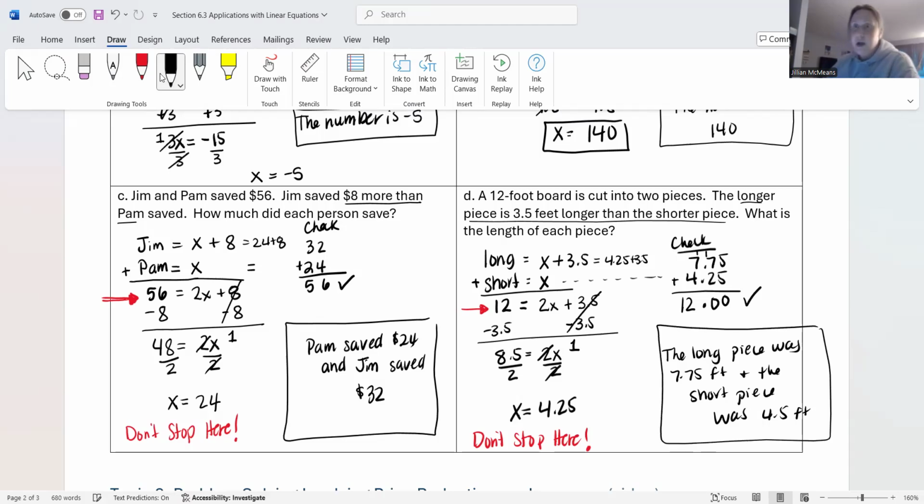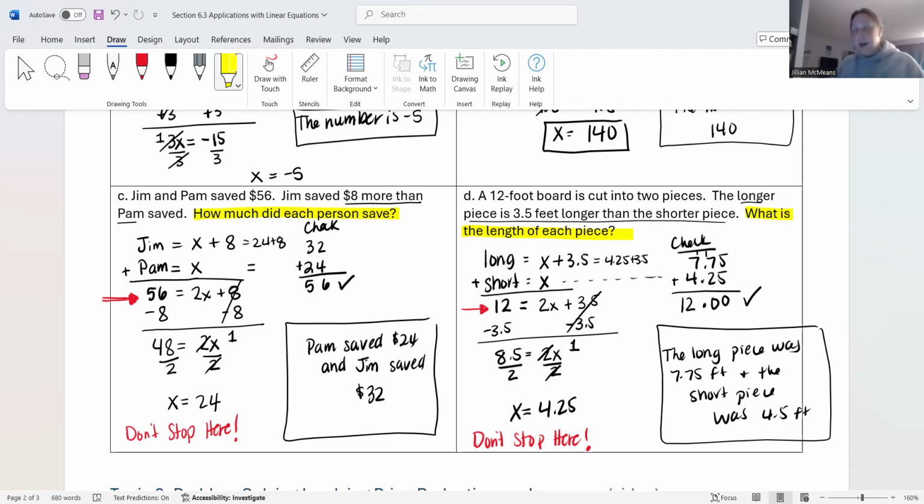So look, I'm not looking for like a paragraph description of what your answer is, but I am looking for you to describe the numbers in your answer, okay? So don't just solve the equation and think you're done. You have to interpret the results and answer the question completely. The question here says, what is the length of each piece? You have to state what is the length of each piece. In the previous example, the question said, how much did each person save? You have to state how much each person saved and label those answers very, very clearly.